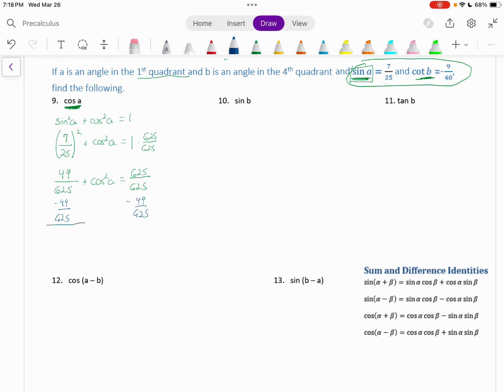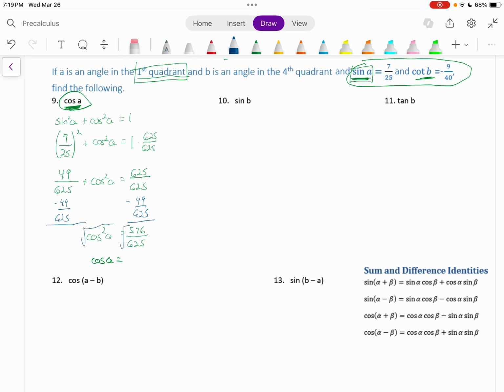So again, now we have to do a subtraction. Maybe you use your calculator. You don't necessarily need to. Cosine squared A, 625 minus 49 is going to be 576 over 625. And we want cosine A, so we have to take the square root of both sides. Normally we put plus or minus, but since A is in the first quadrant, we know it's going to be positive because cosine's positive.